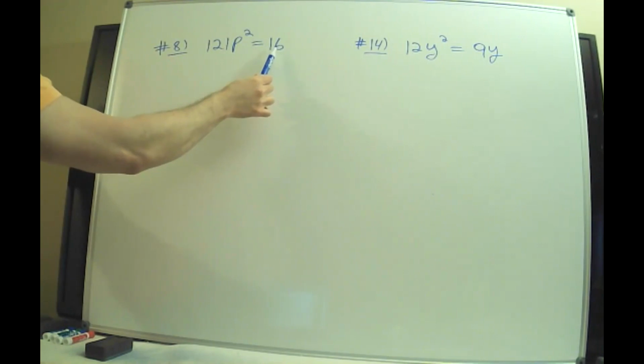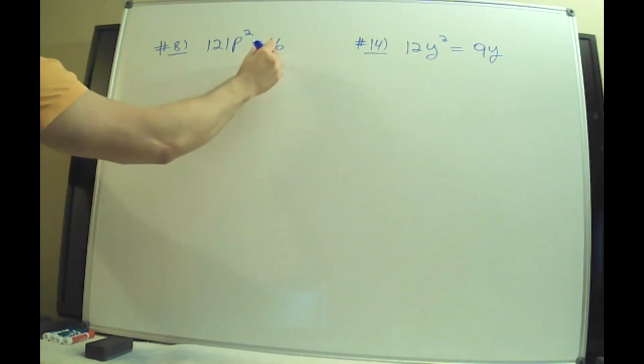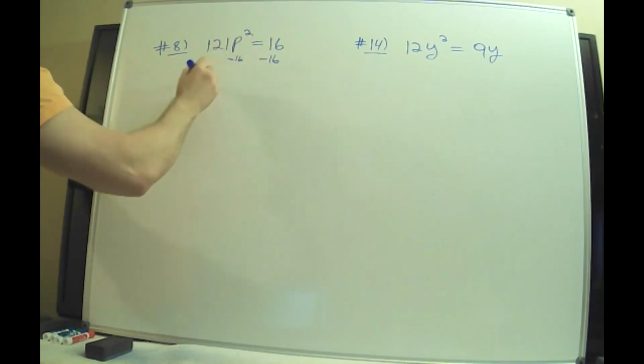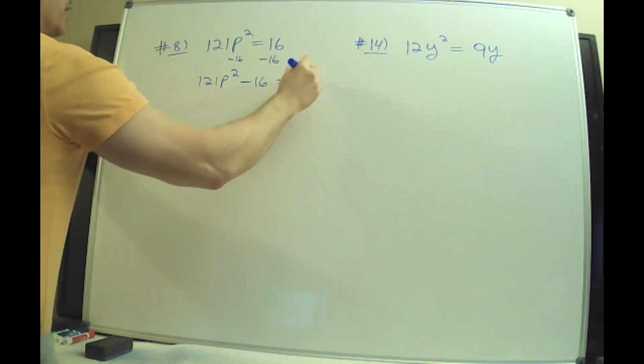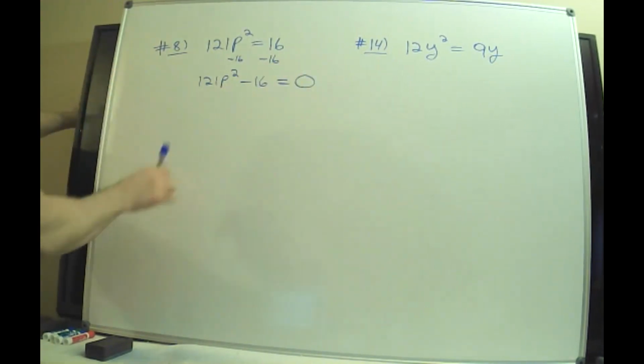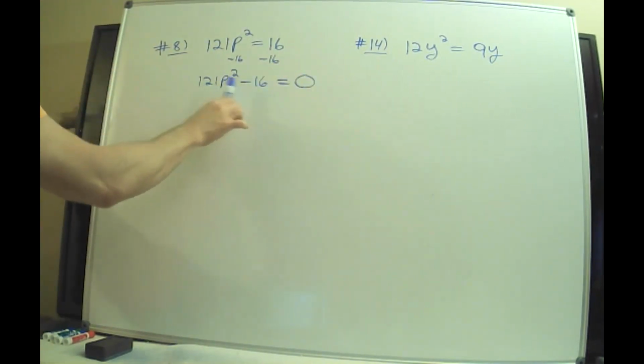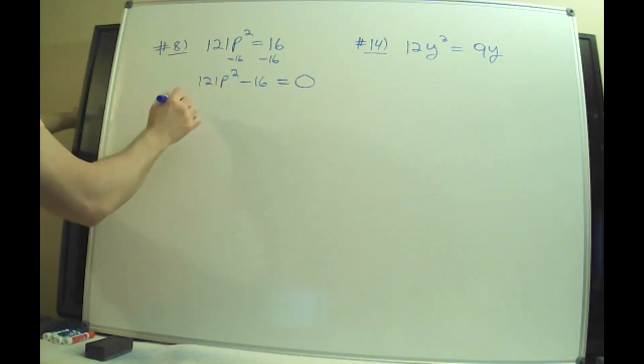So the first thing I'm going to do is set this equal to 0. So I'm going to subtract 16 over to this side. I have to solve these by factoring. I can't do them any other way. The questions are worded solve by factoring. Now, this is a difference of perfect squares. These are on my perfect square list.